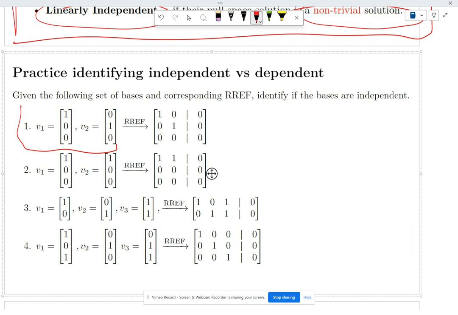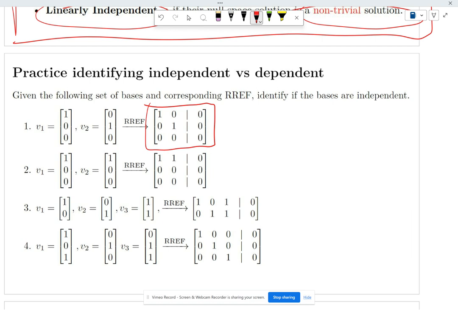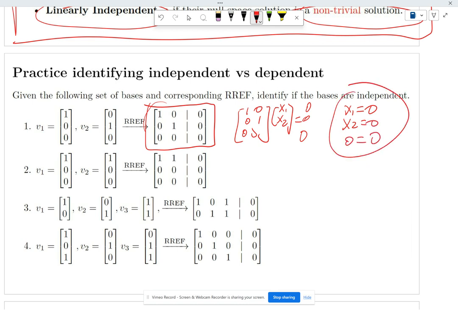Okay, so let's do a quick practice together to identify if they're dependent or independent. Let's say we have this set of two vectors. You can put them into an augmented matrix and convert them into REF. Once you have them in REF, notice that there are only trivial solutions. So it's 1, 0, 0, 1, 0, 0, and this is x1, x2, equals 0, 0, 0. Therefore, x1 is equal to 0, x2 is equal to 0, and 0 equals 0. That's what that's saying. And if there are only trivial solutions, that means they're independent.